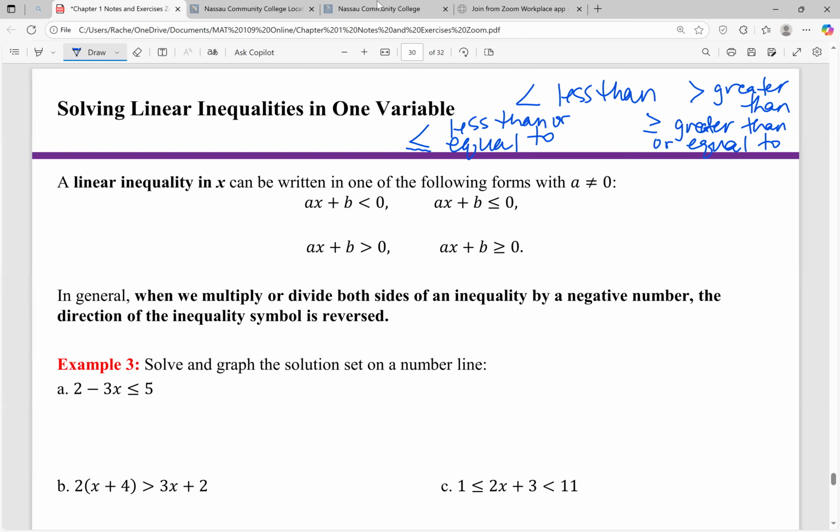So in general, when we multiply or divide both sides of an inequality by a negative number, the direction of the inequality symbol is reversed. And that's really the only difference between the steps when we solve an equation versus an inequality. The steps are going to be the same as when we were solving linear equations, but the only thing you have to keep in the back of your head is that when we're solving inequalities, if we multiply or divide both sides of the inequality by a negative number, we have to reverse the direction of the inequality.